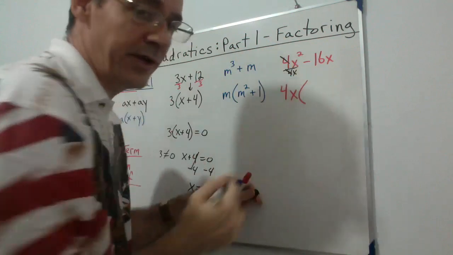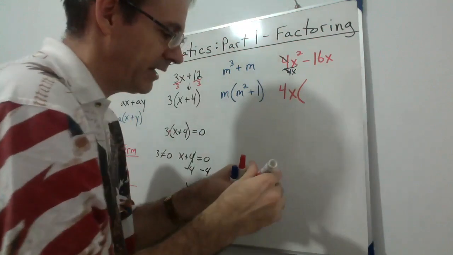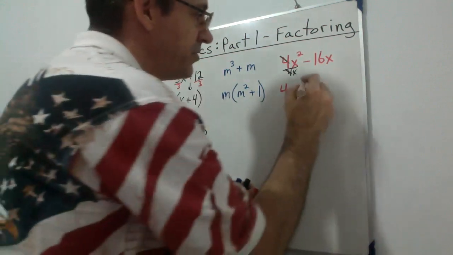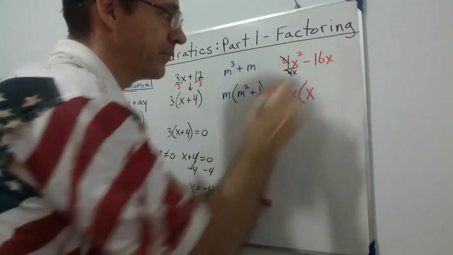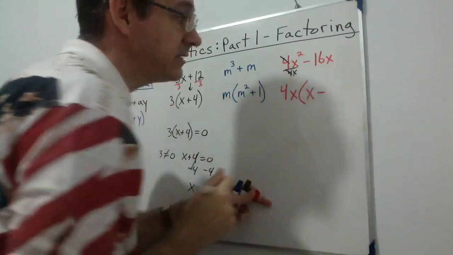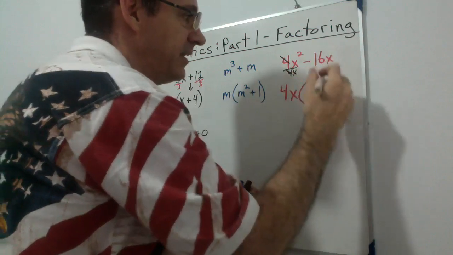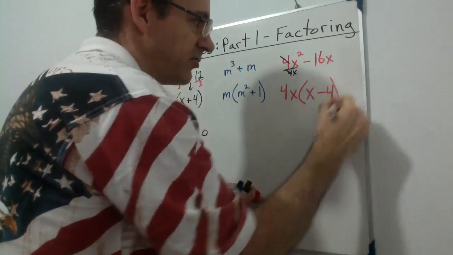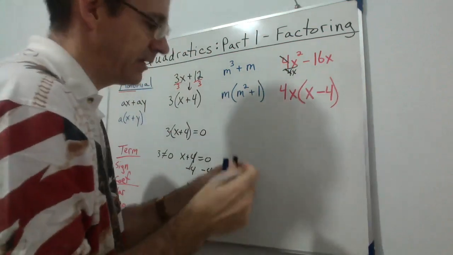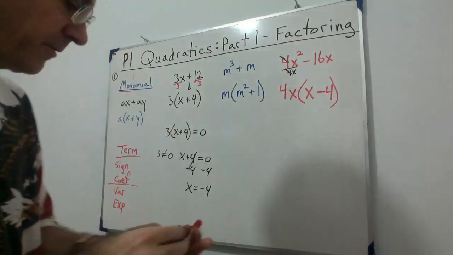And with exponents, you subtract. 2 minus 1 is 1. That means we're left with just x. 4x times x is 4x squared. Keep the sign minus, and 4 goes into 16 4 times, and we subtract out the x, and there's no more x's left. So we end up with 4x and x minus 4.